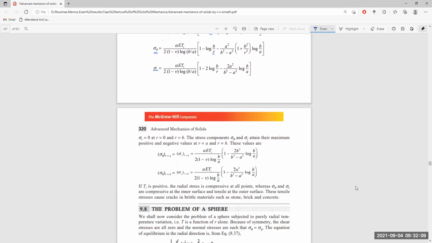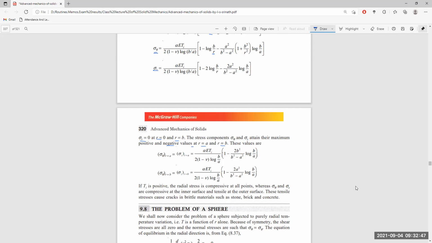The stress components sigma r, sigma theta and sigma z attain their maximum positive and negative values at r equal to a and r equal to b. So both of them will have a maximum positive value at the innermost radius of the cylinder and a maximum negative value at the outermost radius of the cylinder itself.